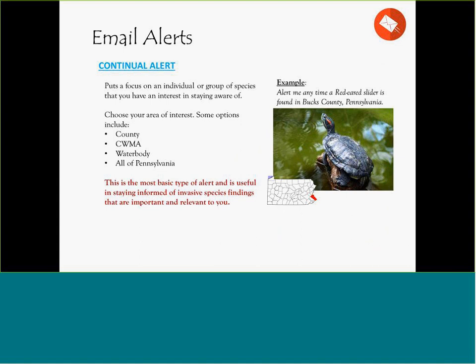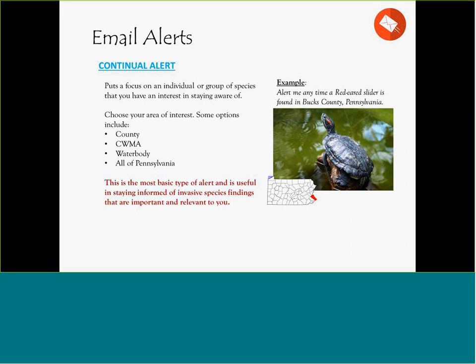This alert is called a continual alert, and this is going to put a focus on an individual or a group of invasive species that you have an interest in staying aware of. So what you do is select your area of interest. You've chosen a particular species, and now you say, I'm concerned about this particular area that I want to stay aware of. So you select either a county, you could select a cooperative weed management area, a CWMA. Someone who's a watershed specialist might want to select a water body, or maybe you're just interested in any of these species that are being found anywhere in the state. So you would choose all of Pennsylvania.